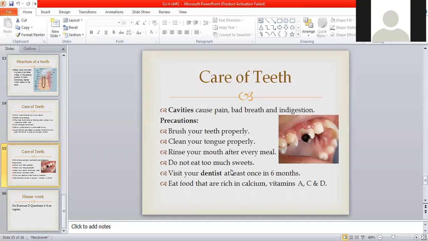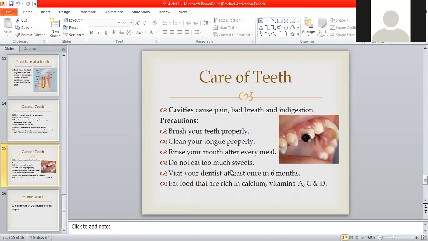So do not eat much sticky food, food which can stick in your mouth. Like if you eat candy, in a candy there is a sticky substance which can suddenly stick in your mouth. If you eat chewing gum, these are sticky substances in your mouth. So do not eat much sweets. It causes a lot of cavities. So visit your dentist at least once in 6 months.